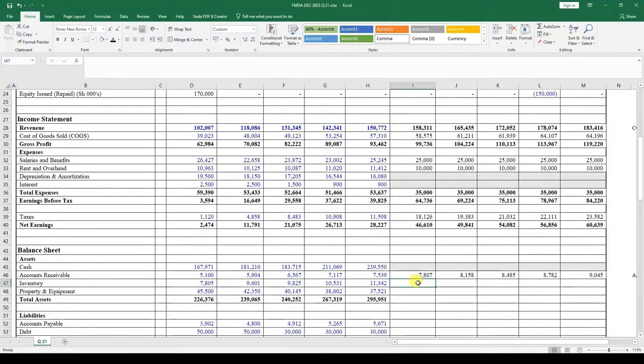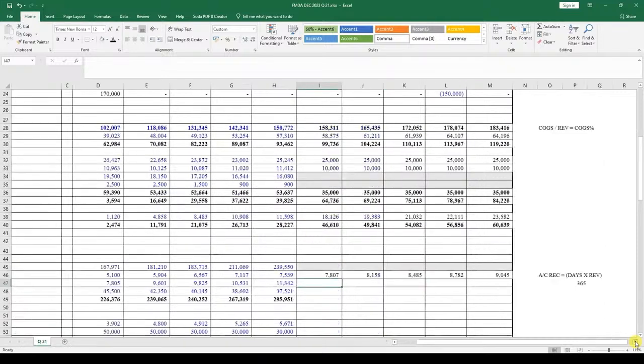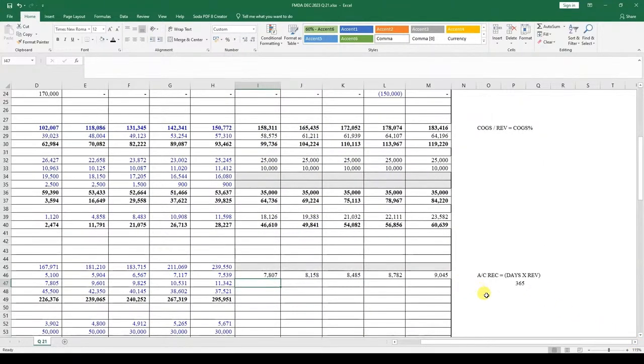Inventory is driven by cost of goods sold. So in a similar fashion over here, inventory is given by the inventory days times COGS, not times revenue. And here we're dividing against 365. So that's what we expect over 365. So that's what we are going to do.